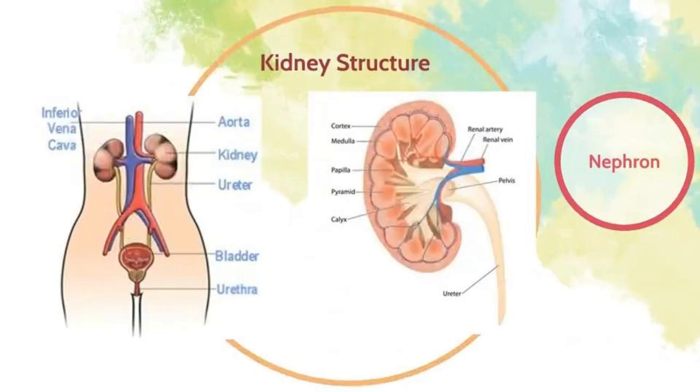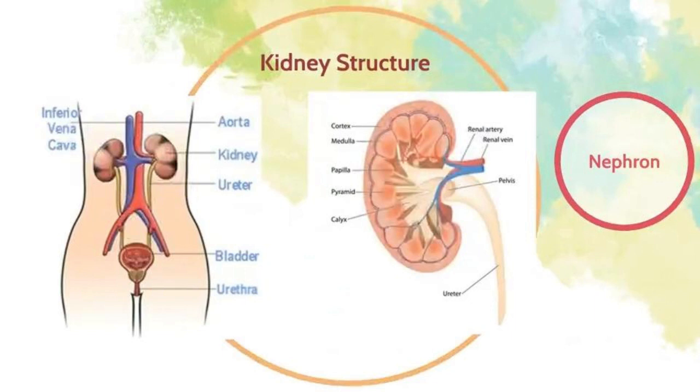So let's just quickly recap that. The four main terms I want you to take away from this particular diagram. You have the cortex, which is the outer layer, the medulla, which is the inner layer, and then the pelvis, the innermost layer, which leads to the ureter, which goes to the bladder.